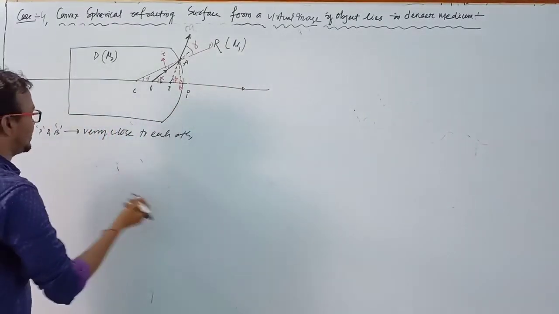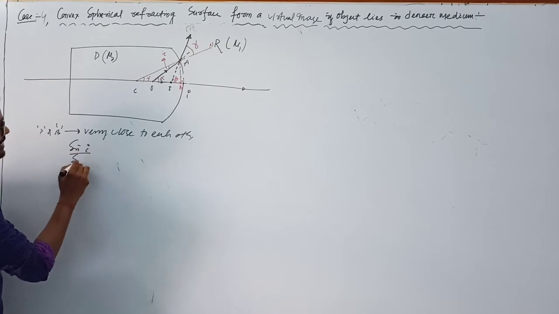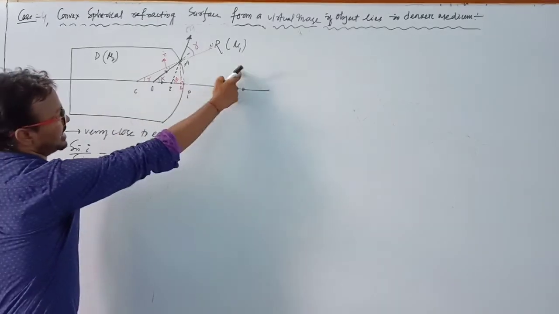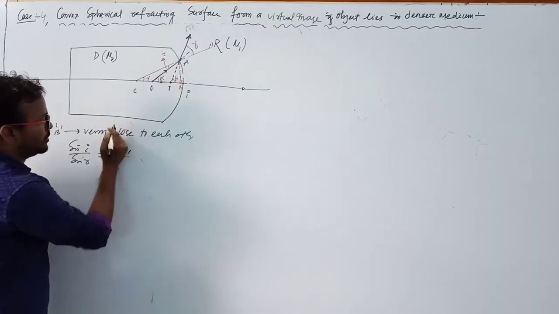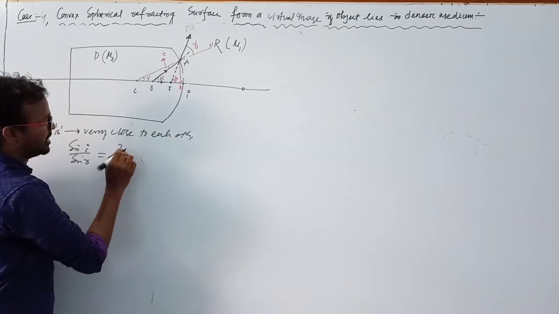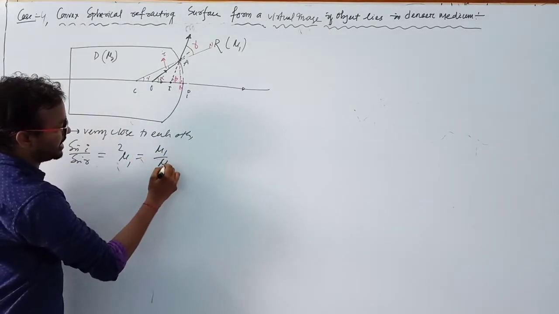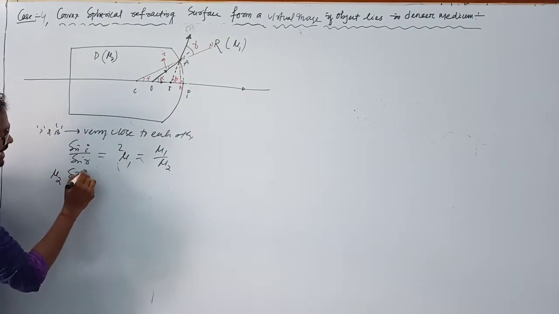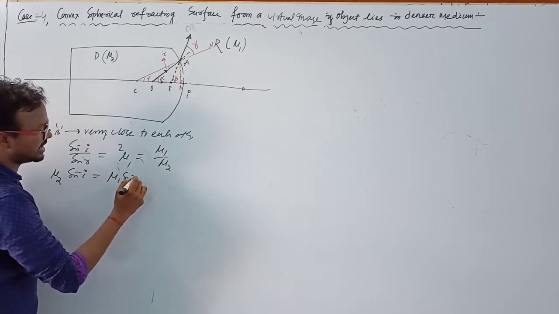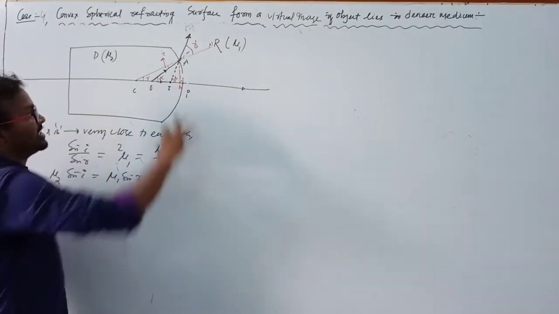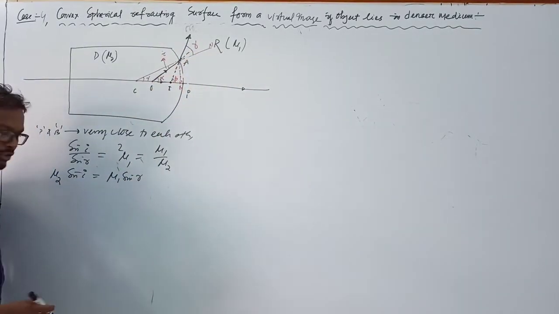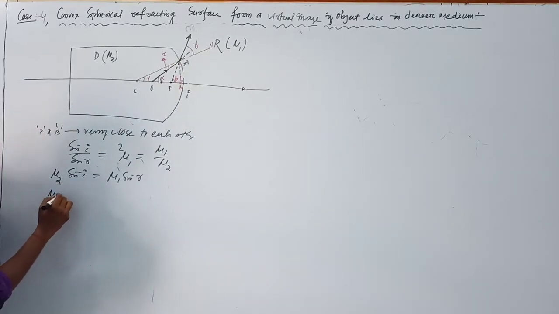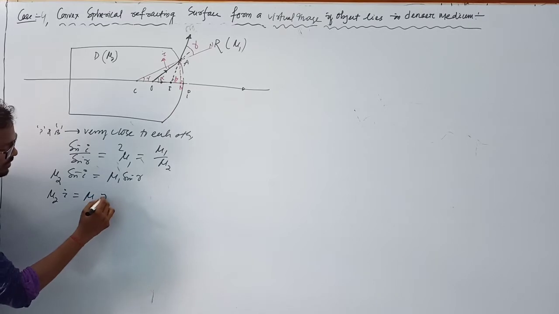So if we use the sign convention here, we can write sin I by sin R, Snell's law. By using Snell's law, sin I by sin R is equal to the relative refractive index of the second medium with respect to the first, or we can write mu1 by mu2. If we cross multiply, we can write mu2 sin I equal to mu1 sin R. For a paraxial ray, where the aperture is very small, I and R are very small quantities, so sin I is nearly equal to I and sin R nearly equal to R. So we can write the relation mu2 I equal to mu1 R.